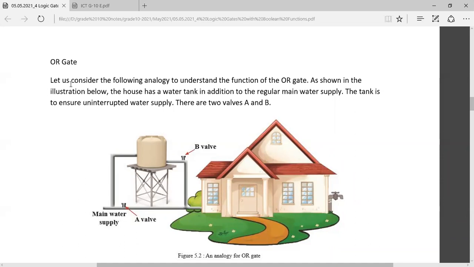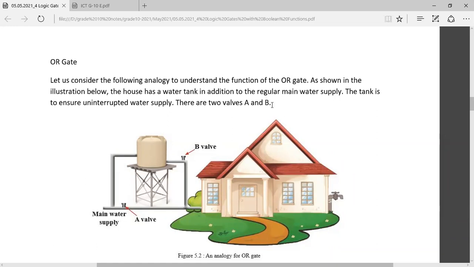Let us consider the following analogy to understand the functions of the O gate. As shown in the illustration below, the house has a water tank. In addition to the main water supply, the tank is there to ensure uninterrupted water supply.